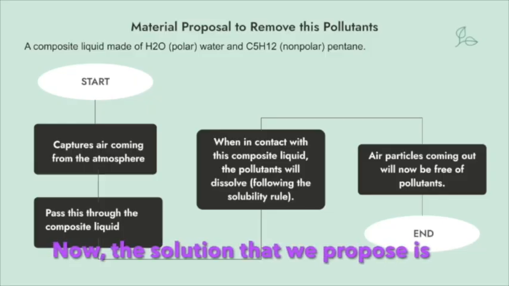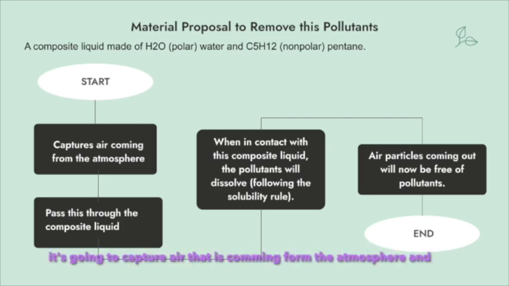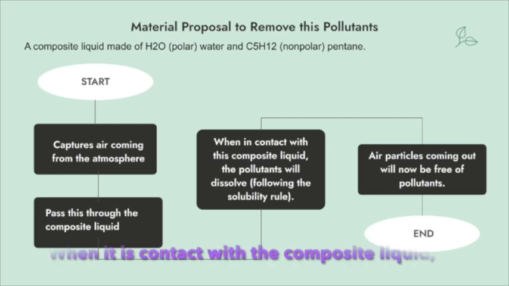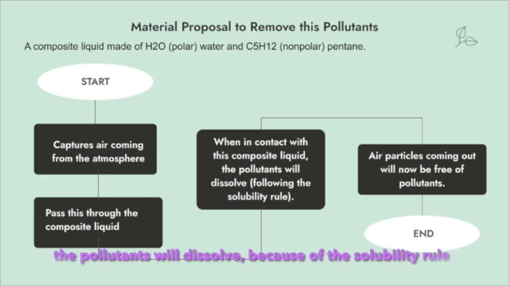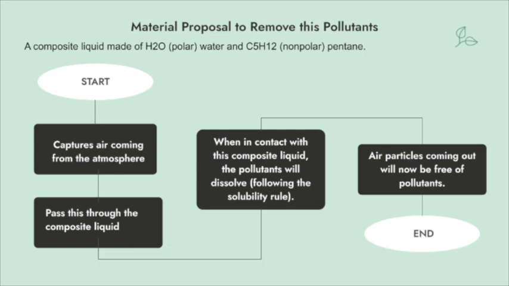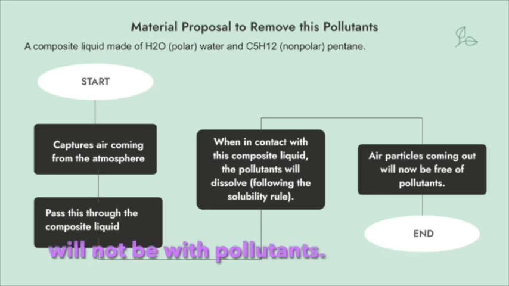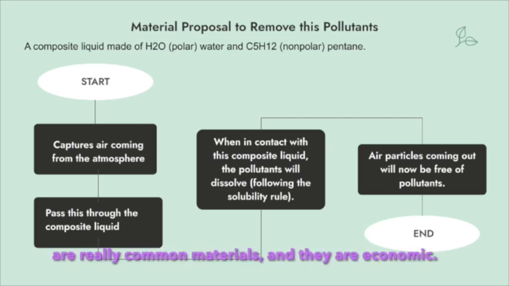Now, the solution that we propose is a composite liquid. The way it works is basically that it's going to capture air coming from the atmosphere and pass it through the composite liquid. When it is in contact with the composite liquid, the pollutants will dissolve because of the solubility rule: polar substances will dissolve with water and non-polar substances will dissolve with pentane. This means that the air coming out will not have pollutants. And one of its pros is that water and pentane are really common materials and they are economic.